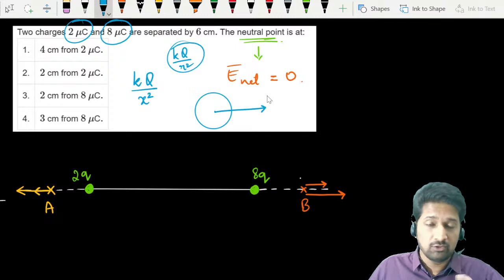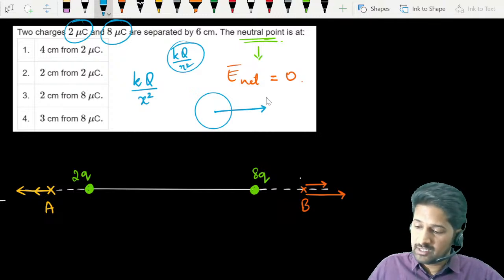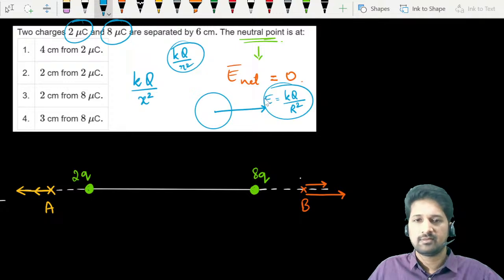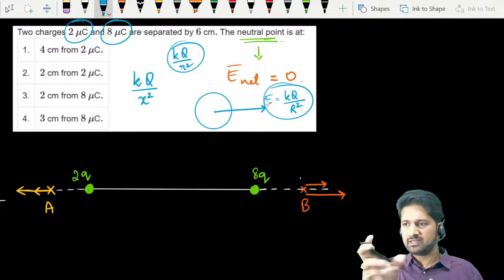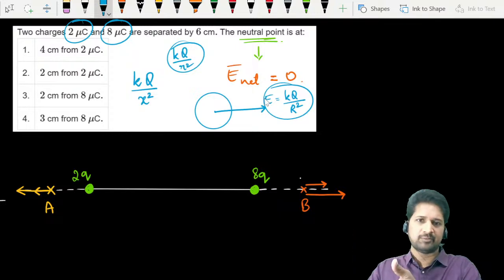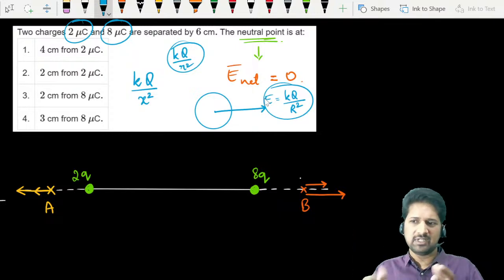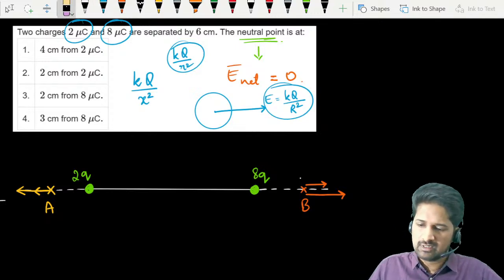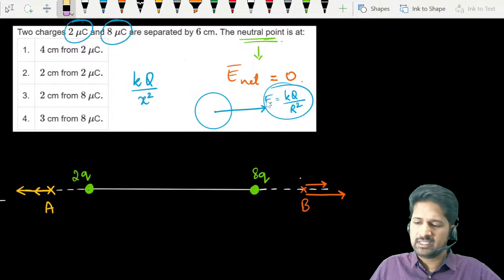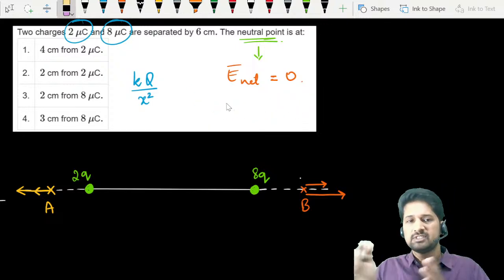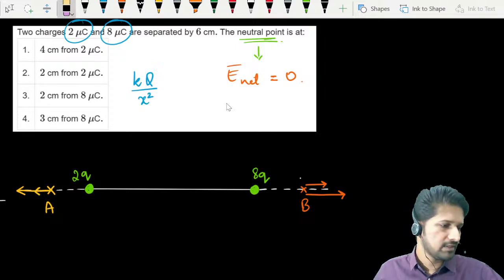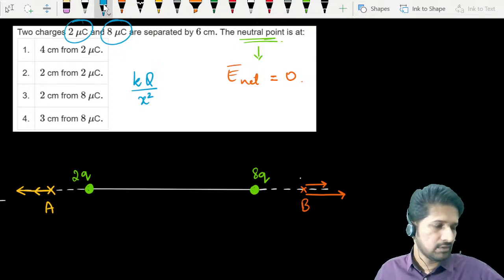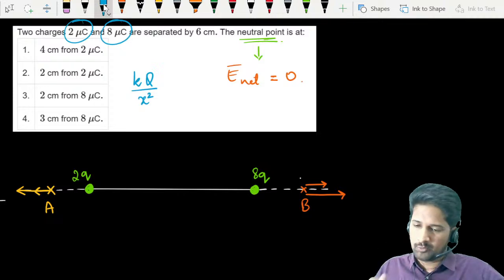They know the formula KQ by R square, but to find the field somewhere outside the sphere, or maybe inside the sphere also, in a hurry they substitute the radius of the sphere. They remember the formula as KQ by R square, and the question gives a radius R of this much. So in exam tension they substitute the radius in place of the distance. So there's a chance that you could go wrong. It's better if you remember the formula as KQ by X square, where X is the distance from the center of the sphere or the point charge. Now we need to locate the neutral point here.